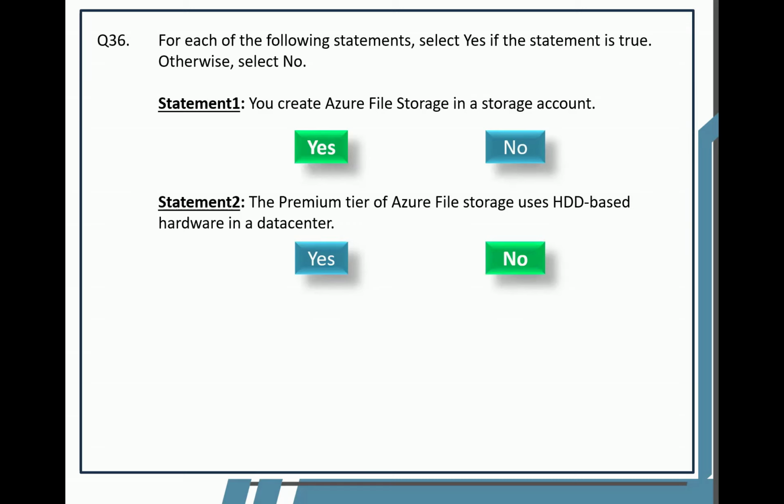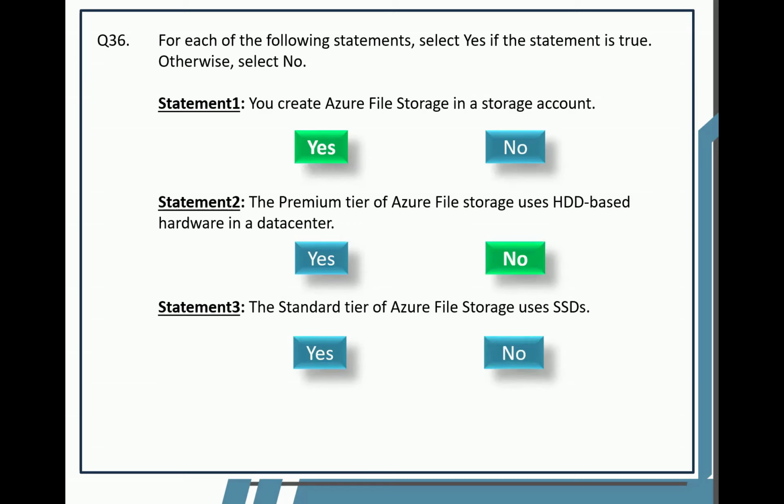Let's move on to third statement. The standard tier of Azure file storage uses SSDs. This is also an incorrect statement. Standard Azure files use HDD based storage. Friends, if you don't know the difference between HDD and SSD, then HDDs use spinning magnetic disks and are slower but cheaper, while SSDs use flash memory with no moving parts and are much faster but cost more.